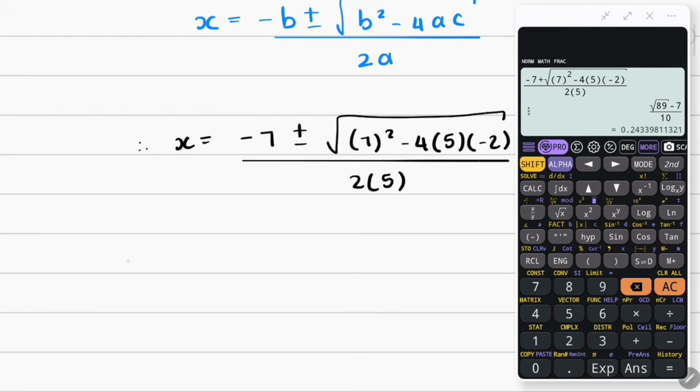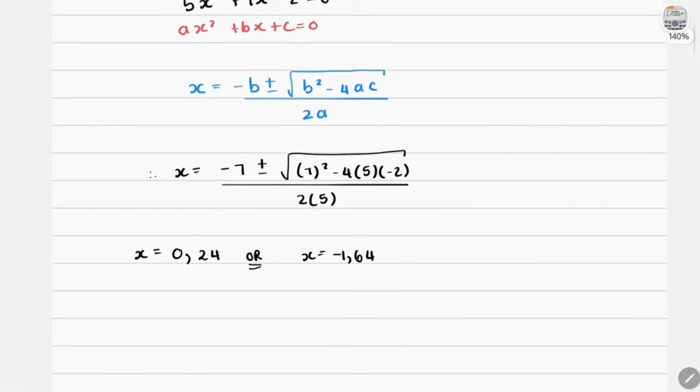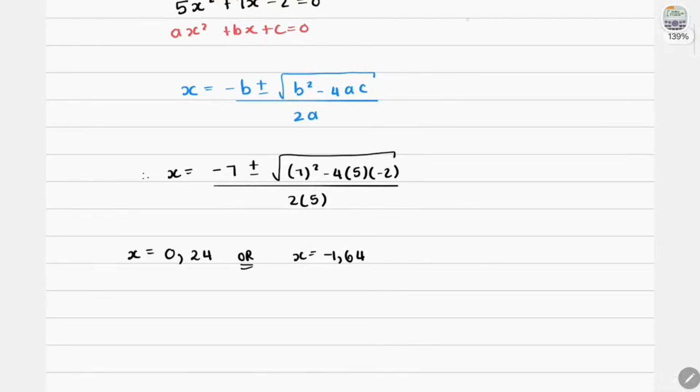Okay, so you can see that the first solution for x we get with the positive is 0, and that will round off to 24. So 0.24, or, and then if we change this sign to a negative, so now we change that to a minus, and we get negative 1 point, and that will also just round off to 64, as we can see over there. So negative 1.64. And those are our answers. Moving on to the next question.